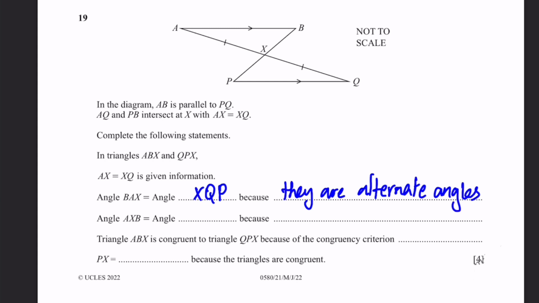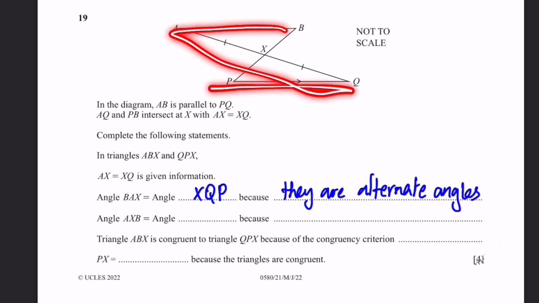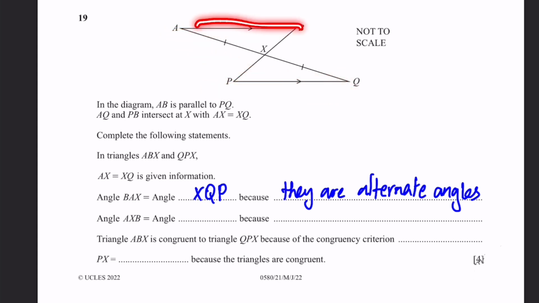Alternate angles are angles which are in the form of a Z or an inverted Z like it is here. So these two lines are parallel and we have a transversal going through them. So the angles which are inside between the transversal and the parallel lines become equal.